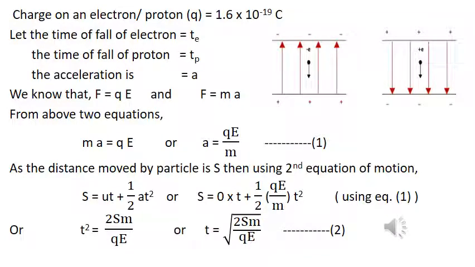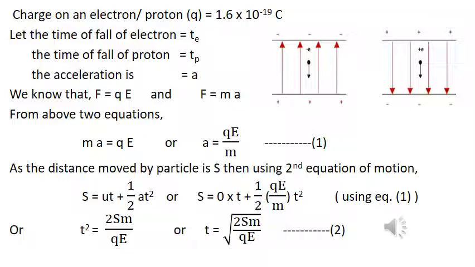Also, we know that the charge on an electron or proton is equal to 1.6 into 10 to the power minus 19 coulomb. The description of the question is shown in the figure. Let us consider the time of fall of electron is Te and time of fall of proton is Tp, and the acceleration is a.